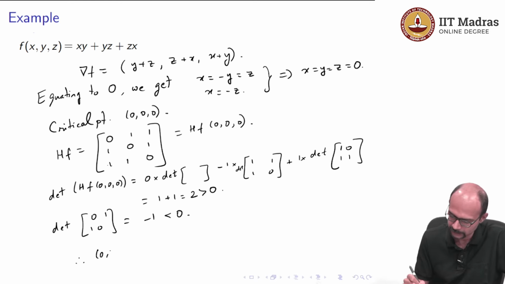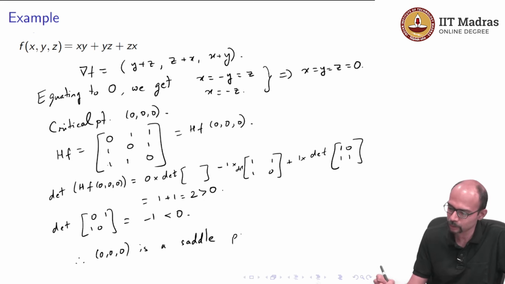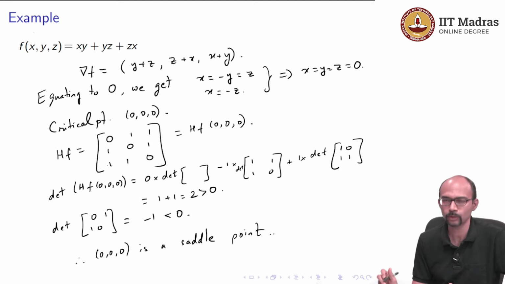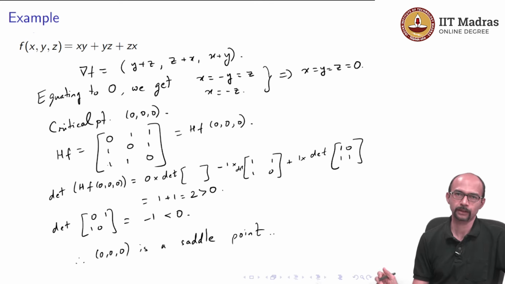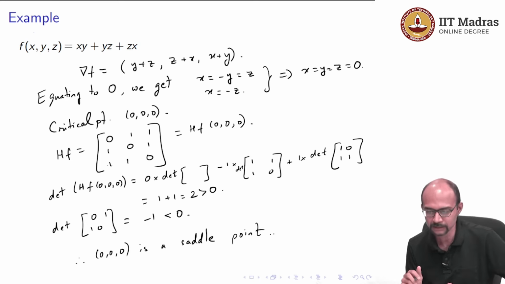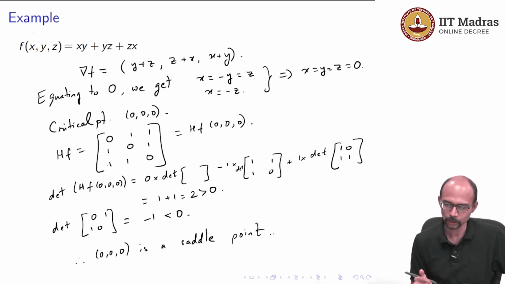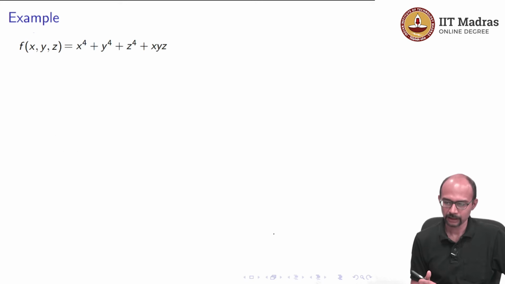So, therefore, 0 0 0 is a saddle point, and I will encourage you to check why it is a saddle point. So, find a sequence of points which go to 0 0 0, for which 0 0 0 on that curve is a minimum value, and find some other curve on which 0 0 0 is a point of maximum. Okay. So, I hope it is clear how we are using this test, right.